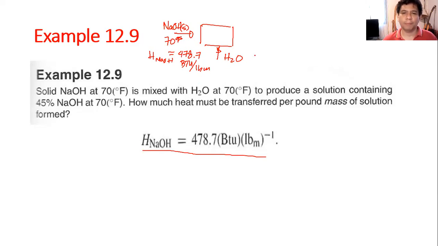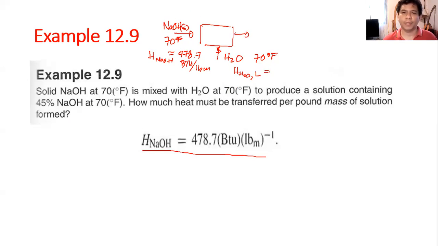Itong water, di ba ang temperature naman niya ay 70 degrees Fahrenheit. So yung enthalpy naman ng water, doon natin kukunin sa steam table. So remember, syempre naggagawa tayo ng solution. So yung sa liquid, yung enthalpy ng liquid at 70 degrees Fahrenheit yung hanapin niyo.